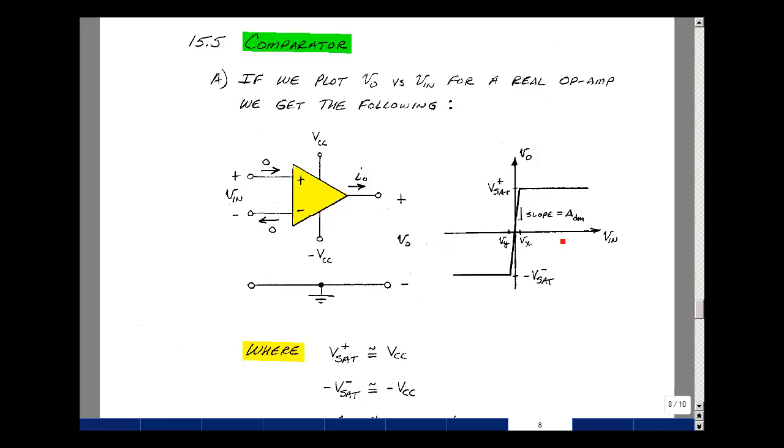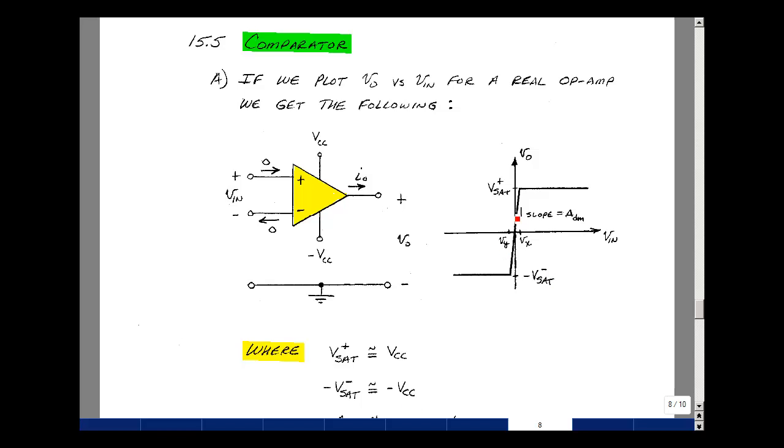For a given input, the output would be increasing when the input's positive and then stop at a voltage we're going to call Vset positive. And this is roughly the positive power supply. If the voltage Vin goes negative, it starts to decrease at the output and eventually stops at the negative power supply, which we're going to call minus Vset minus. The reason I have the values here is that Vset positive is usually a little bit smaller than VCC, and minus Vset minus in magnitude is a little bit smaller than the magnitude of minus VCC.